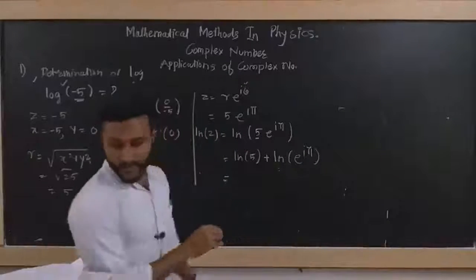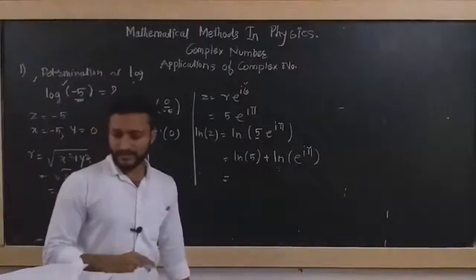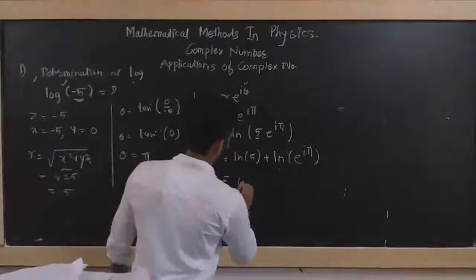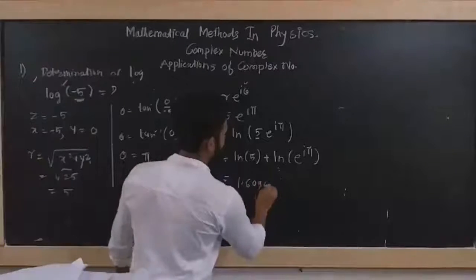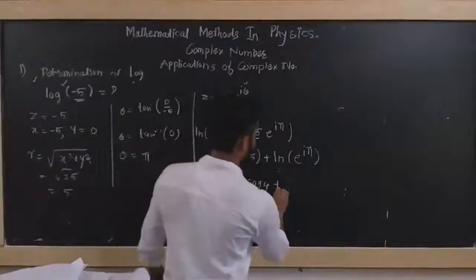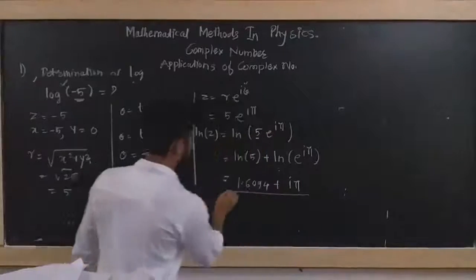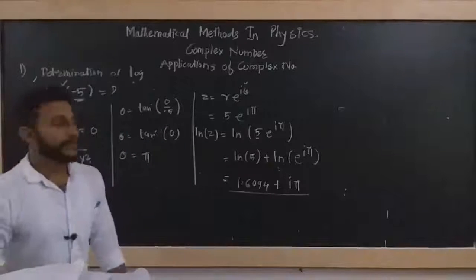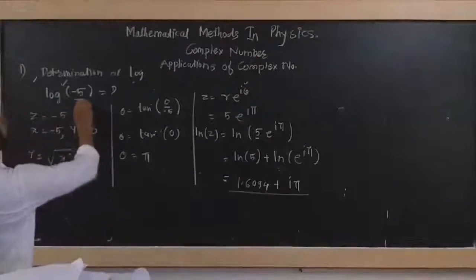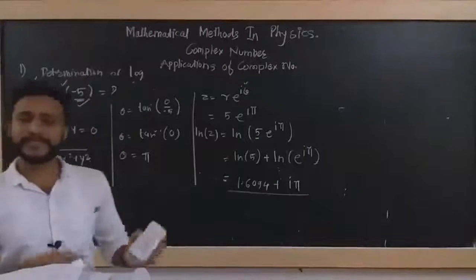So what is the value of log 5? You can use the log calculator also: 1.6094 plus i pi. So this is the logarithmic value of this complex number. I hope it is clear.